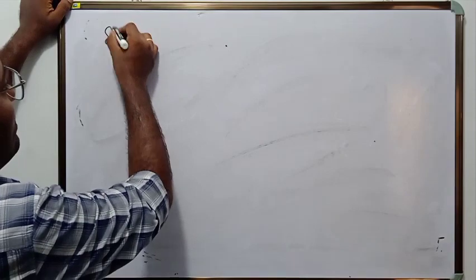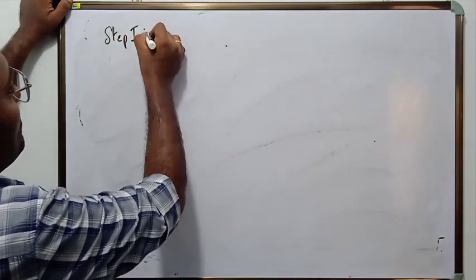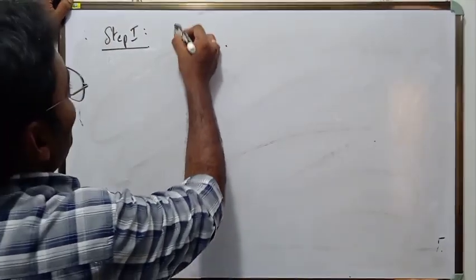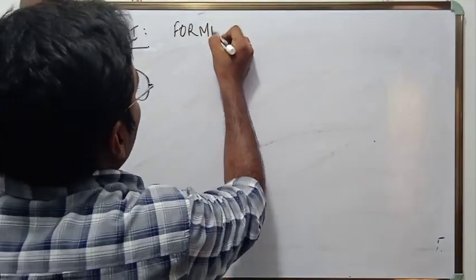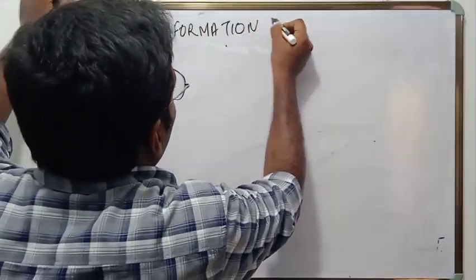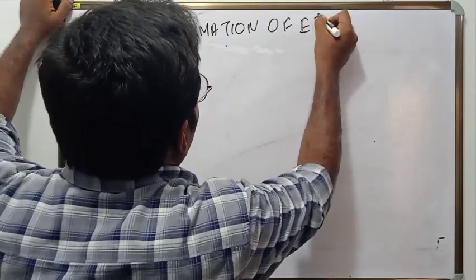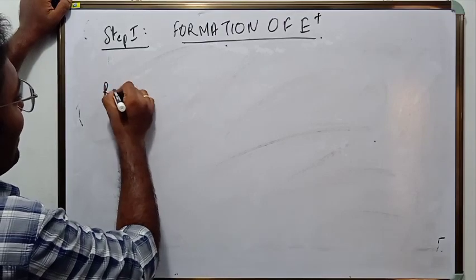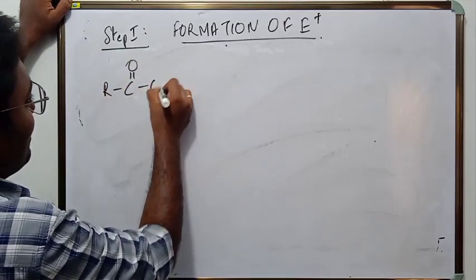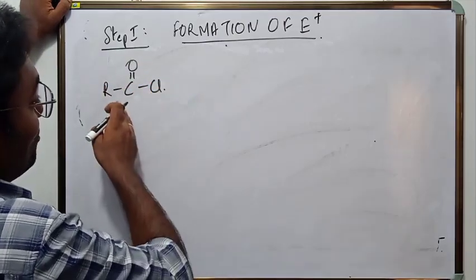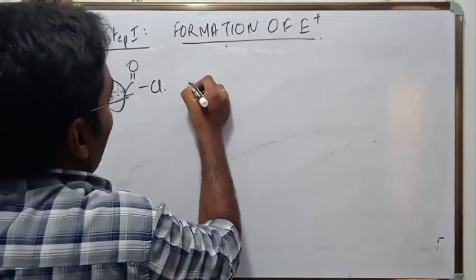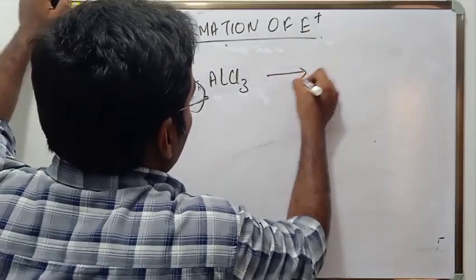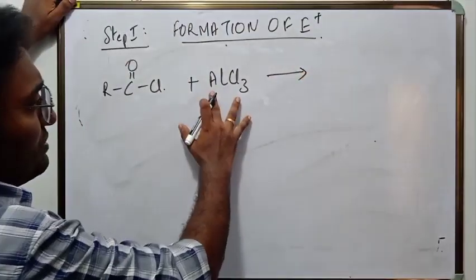Step 1 is the birth of the problem maker. Who is the problem maker here? The electrophile. So the first step is the formation of electrophile. What reactant is used here? Acid chloride, right? So I am using RCOCl. You can use acetic anhydride, or you can also use ester, and treat it with Lewis acid catalyst, AlCl3. Okay, you can use FeCl3 too here.